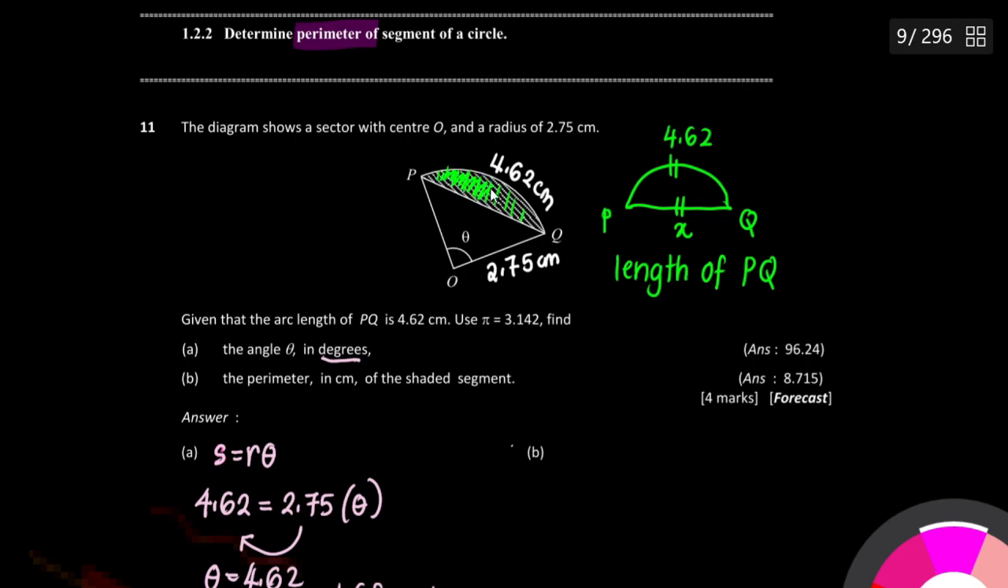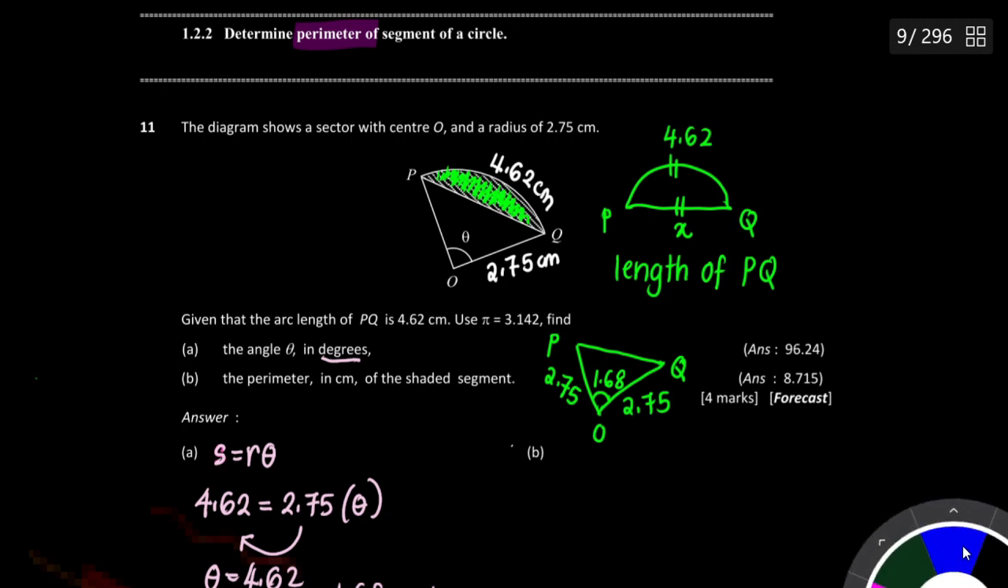Now, if I want to find the length of PQ here, what formula can we use? Let's say I'm going to use the triangle like this. Here I know this is O to Q, O to Q is 2.75. Here also 2.75. Theta found already 1.68, or you can write theta in degrees also, 96.24.